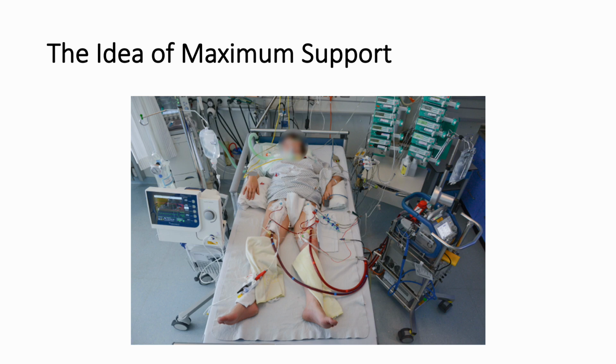So just a word on the idea of maximum support. Once a patient has been placed on VV-ECMO for refractory hypoxemic respiratory failure, we can assume that the situation is serious. In all likelihood, the decision was made to cannulate for VV-ECMO because there was an inability to achieve sufficient oxygen delivery, either in general or in a manner that was not injurious to the lungs ongoing.